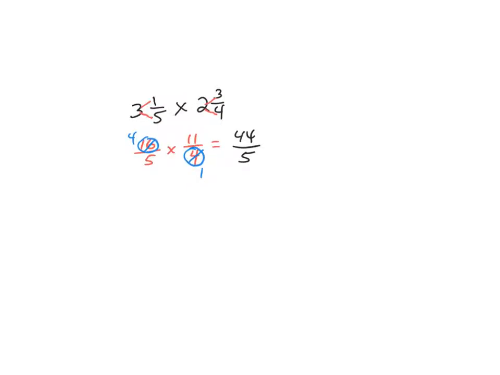But 44 fifths is an improper fraction, so I need to change that. I'm going to do that by dividing 44 by 5. 5 goes into 44 8 times. 5 times 8 is 40. I'm going to subtract, and I get 4. So the final answer to this problem is 8 4/5.